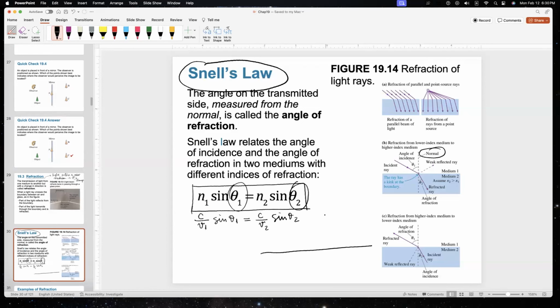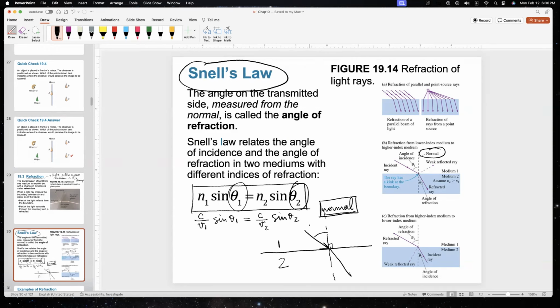Number one mistake of students in any test, etc. So you're going to have your surface and you're about to enter from medium 1 to medium 2. Always draw the imaginary normal line. Always draw the imaginary normal perpendicular to the surface. Then there's a ray coming in, okay? And then it's going to go through.